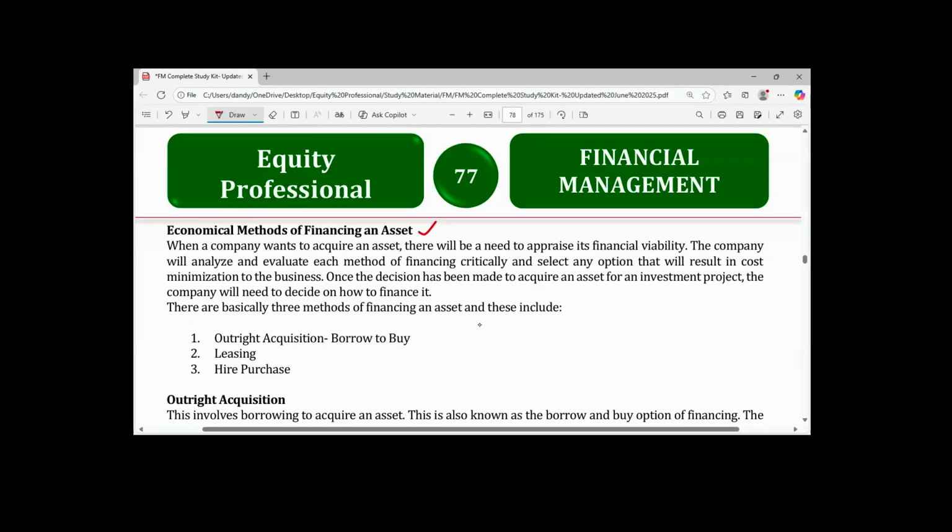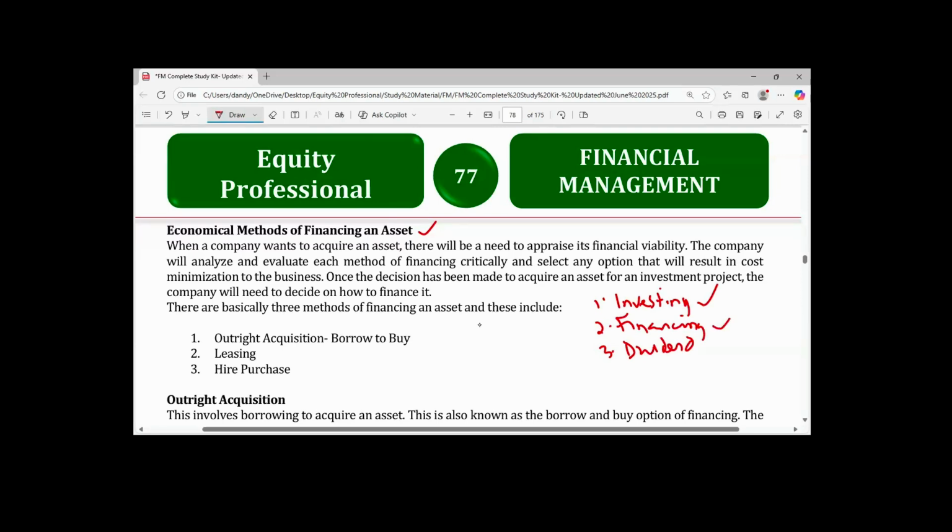Like I said, in finance there are three core decision areas. One is the investing decision. Two is the financing decision. Then three, the dividend decision. These are the three core decision areas in finance. So now, we have done the investing decision through capital budgeting, right? What we are discussing now is the financing.